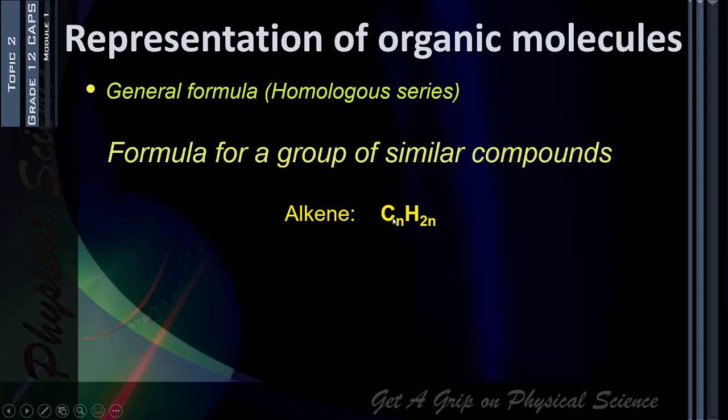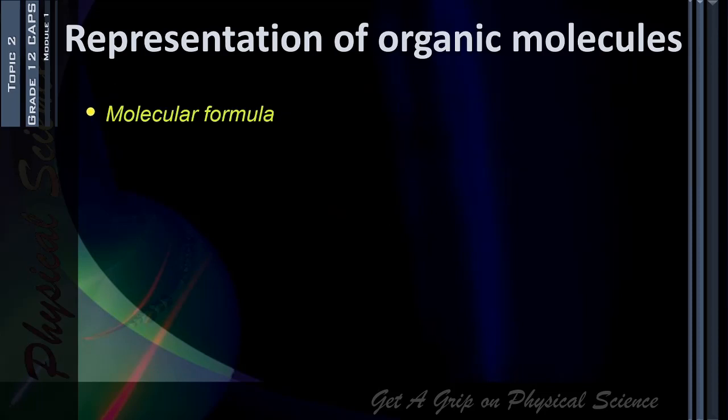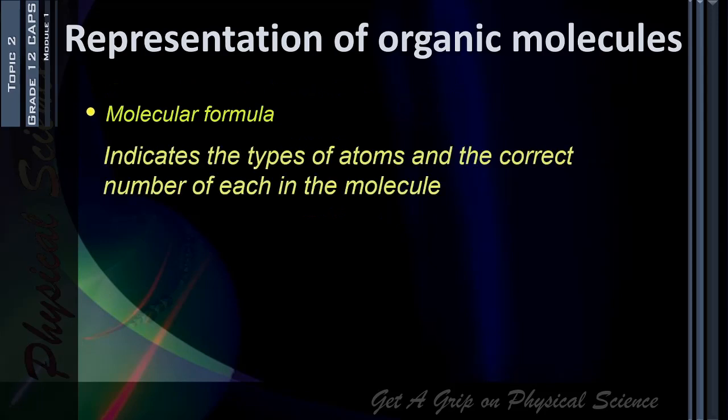For example, if there are 5 carbons in the molecule, there will be 10 hydrogens, or C3H6, or C10H20. All of these molecules will be part of the alkenes. You are used to the molecular formula of a molecule. The molecular formula indicates the types of atoms and the correct number of each in the molecule.